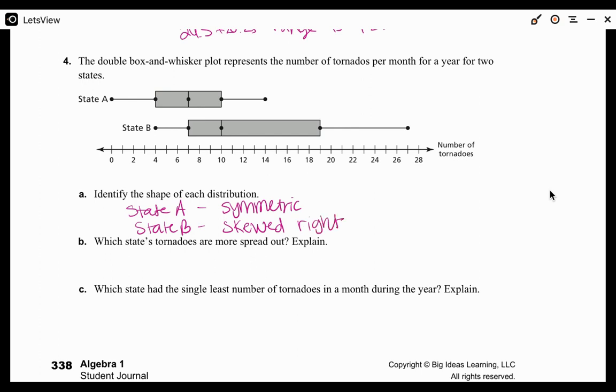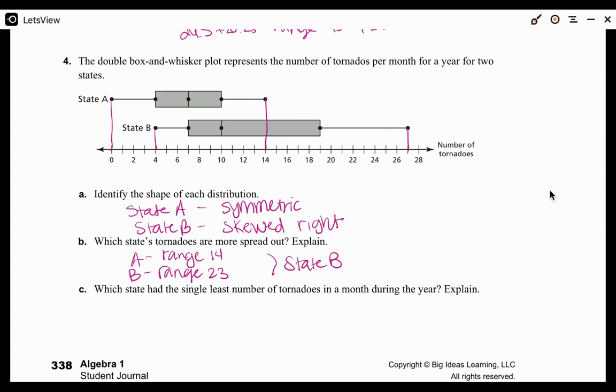Which state's tornadoes are more spread out? Well, which one's more spread out? Well, A's range is from 0 to 14. B's range is from 4 to 27. So that range is 23. So state B is more spread out.